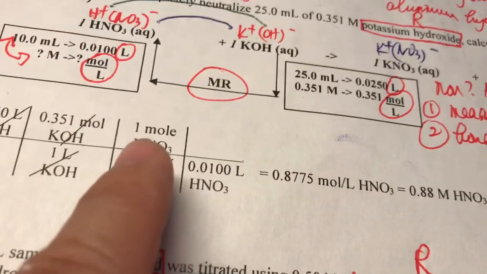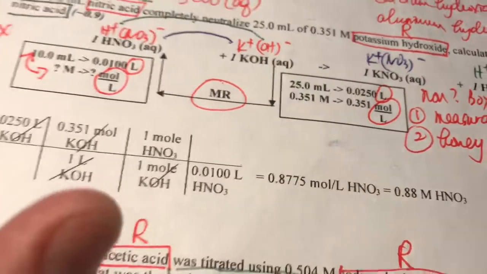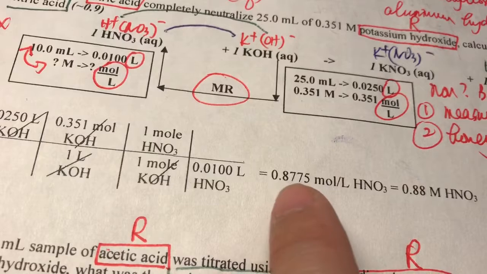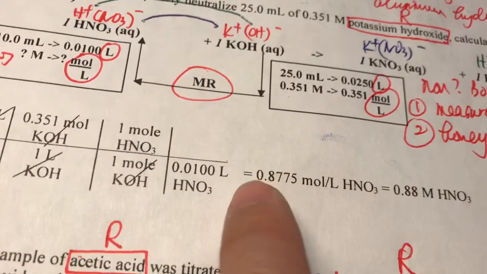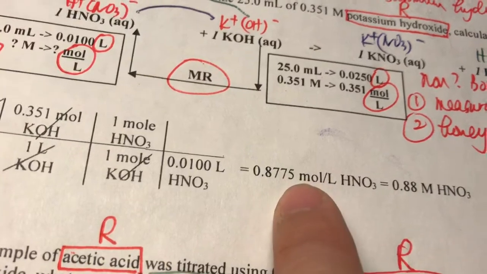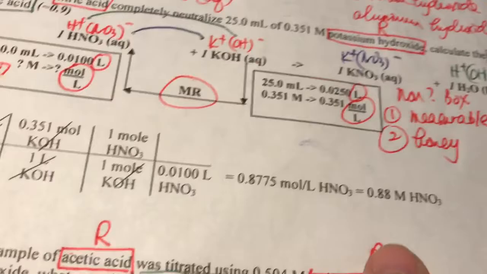And here I would say HNO3, you don't need to cancel either because we will have that left over. So after you do your math, you will get 0.8775 mole over L of HNO3. But you have to round to 2 places and then change the mole over L back to molar. That's the original unit.